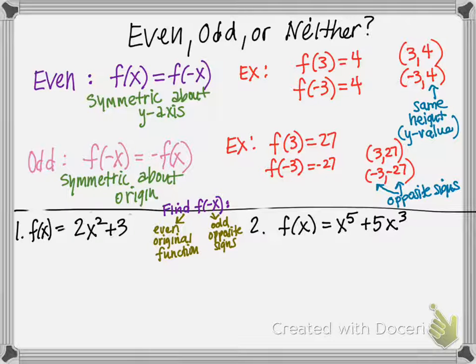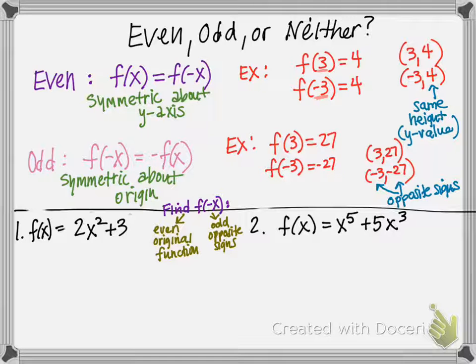If a function is even, it's symmetrical about the y-axis, which means if you plug in the positive x value and then the opposite sign, that negative x value, you should get the exact same y value. So the heights are exactly the same.